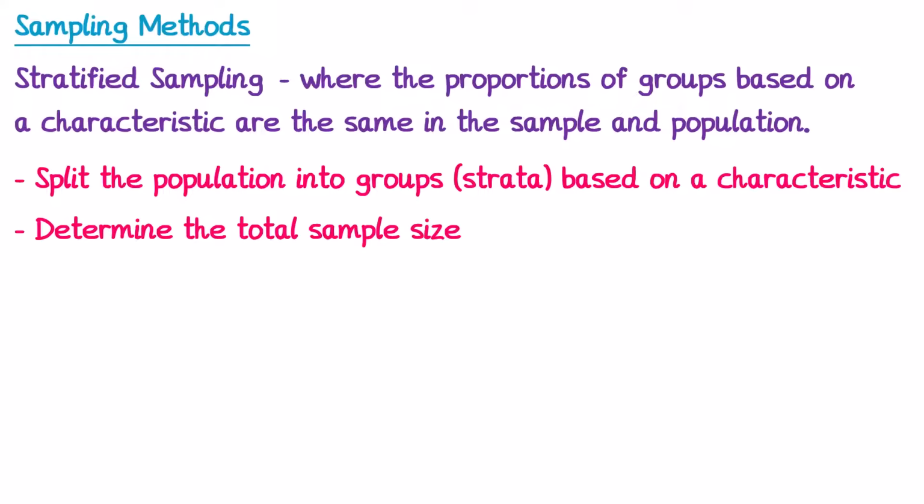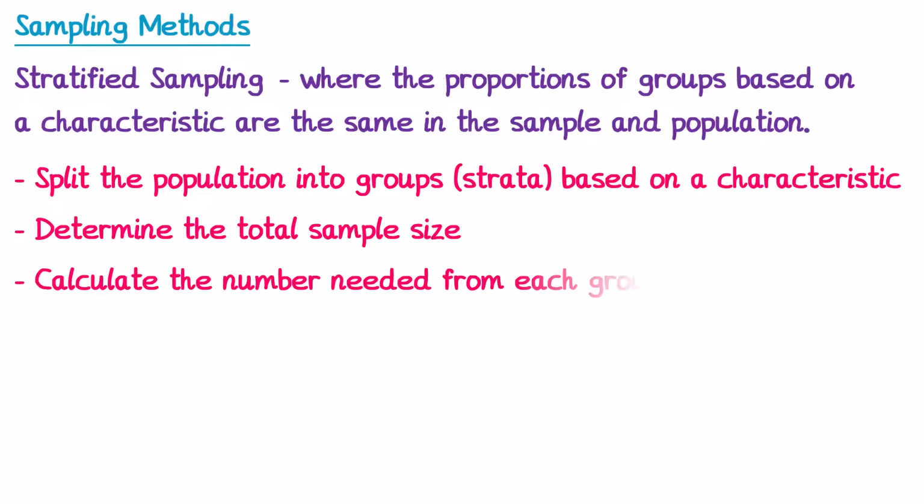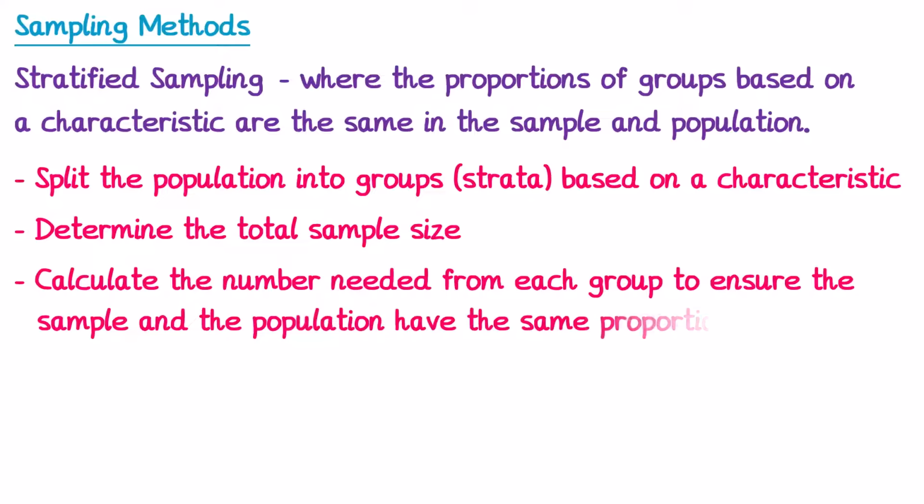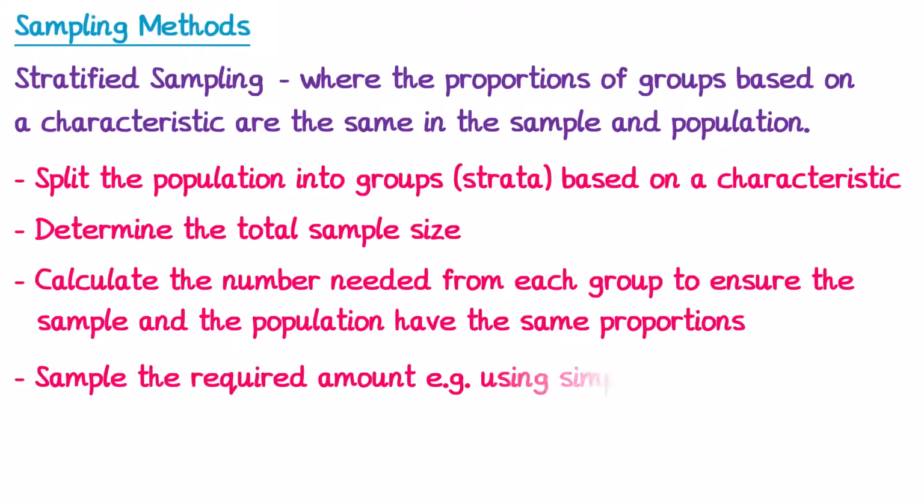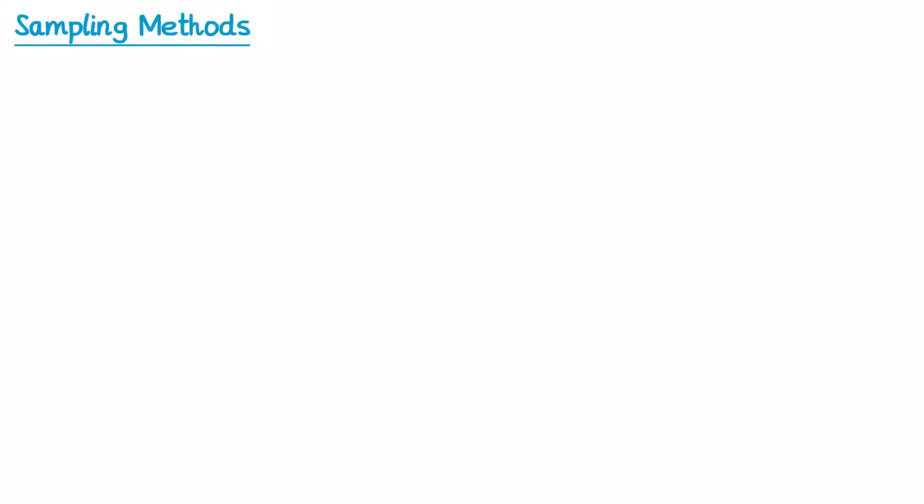Then we determine the total sample size, and then we calculate the number needed from each of these groups, or strata, to ensure the sample and the population have the same proportions. Once we have these numbers, we then sample the required amount of each of the groups, for example using simple random sampling again. Let's have a look at what this looks like with an example.